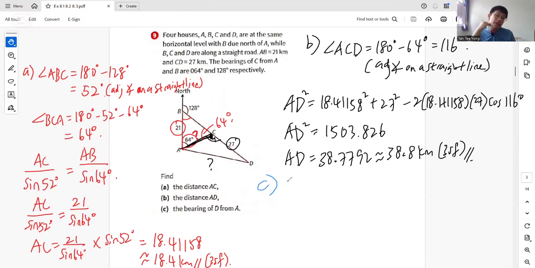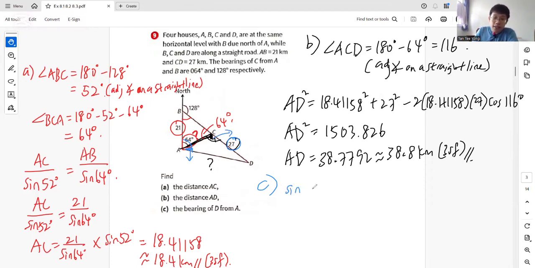So part C, the bearing of D from A. From A, that means they want this angle over here, which means we have to find out what this angle here is, then we add 64. Actually, we can do the sine rule already, because this angle over here is paired with 27, and we found AD in part B, and then we have this angle over here. So we can find it.